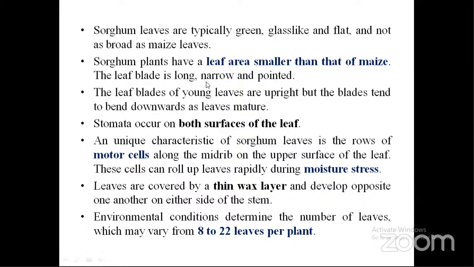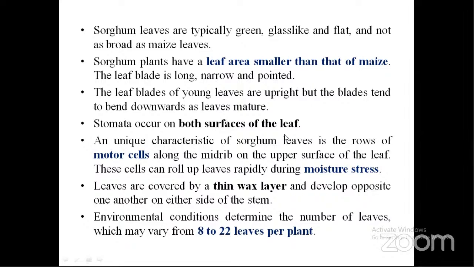And the leaf blade is long, narrow and pointed. Leaf blades of young leaves are upright, but blades tend to bend downwards as leaves mature. That means first the leaves remain in a vertical shape, but when the crop is maturing, they bend downwards. Stomata occur on both surfaces of the leaf, the upper surface and the lower surface.